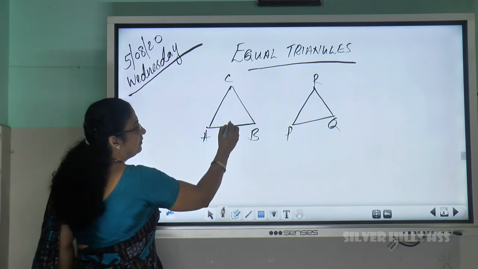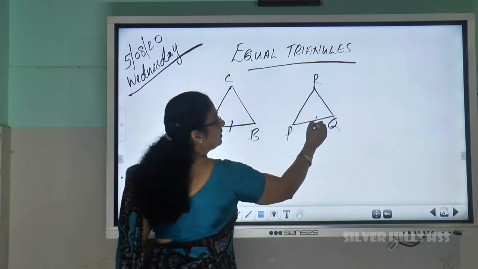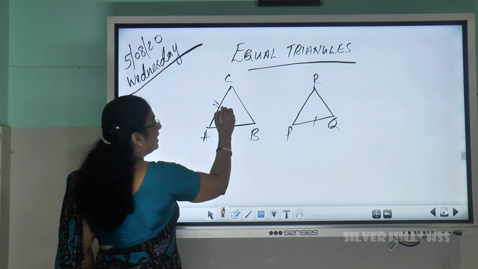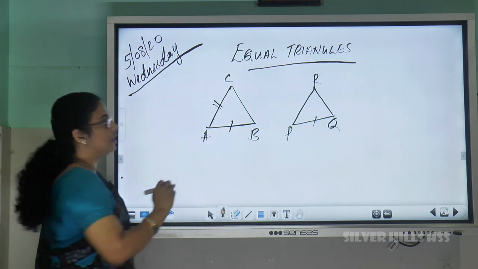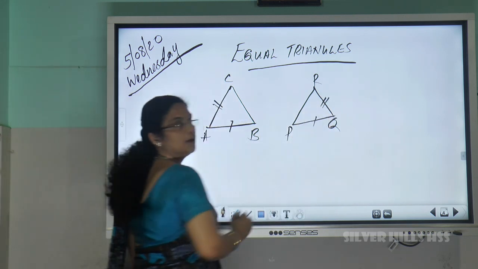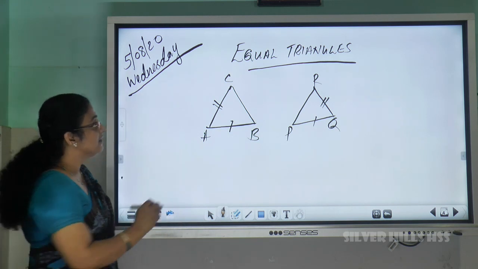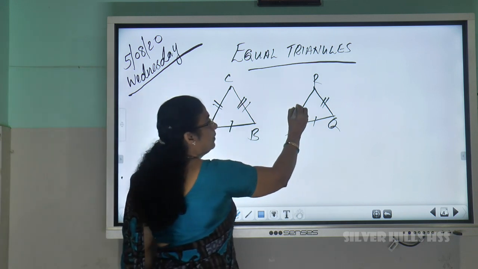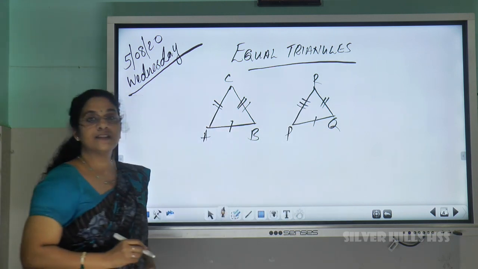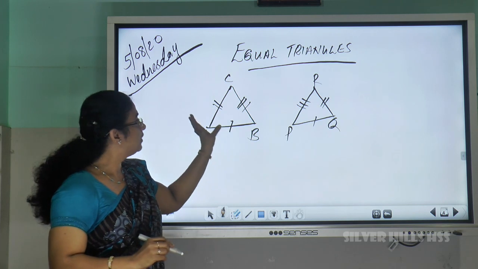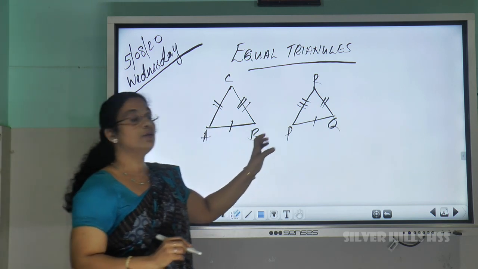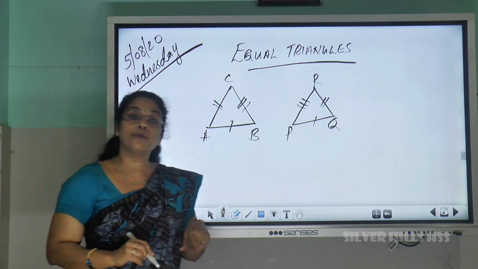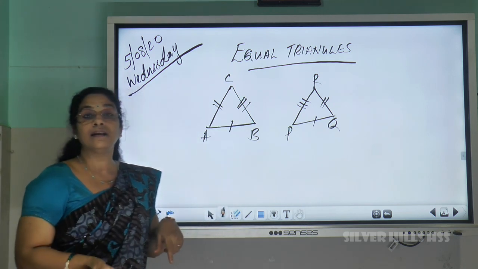Here we can mark AB equal to PQ, the second side AC equal to QR, and the third side BC equal to PR. Now see children, all three sides of ABC are equal to all three sides of PQR. Then the angles opposite to equal sides are equal.